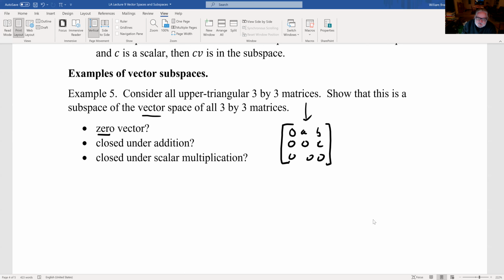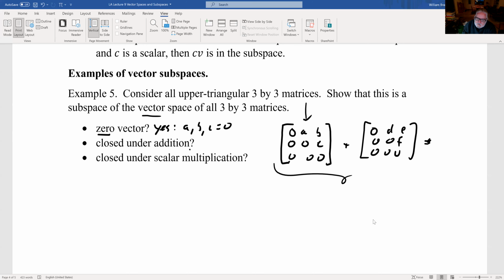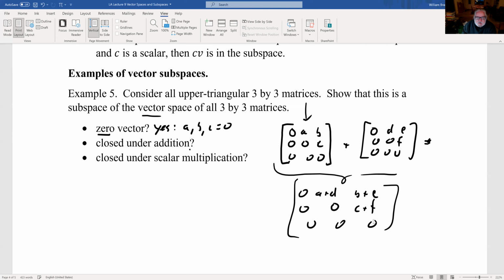Is the 0 vector of this type? Yes. Just set A, B, C equal to 0, and that gives you the 0 vector. Is this closed under addition? If I take 2 of these and add them together, what do I get? I get 0, A plus D, B plus E, 0, 0, C plus F, 0, 0, 0. I get an upper triangular matrix. So it is closed under addition.